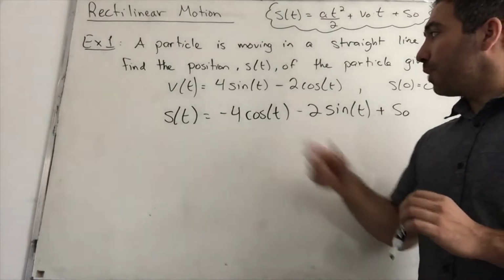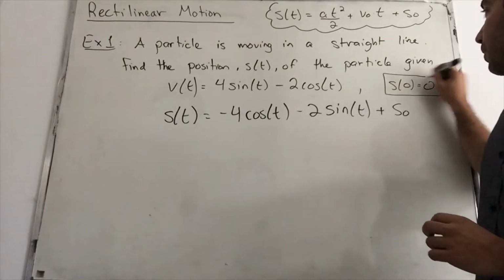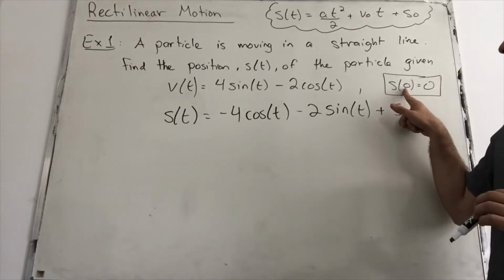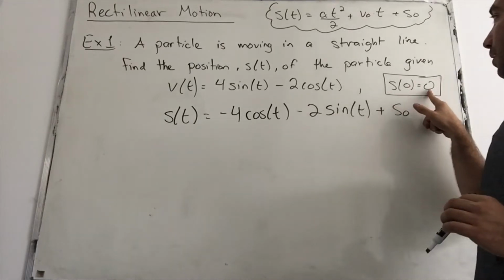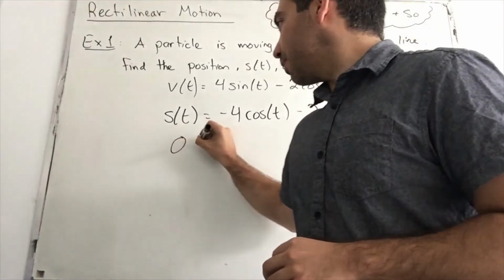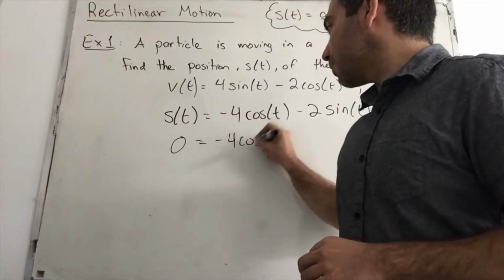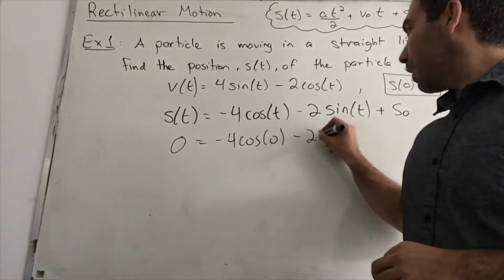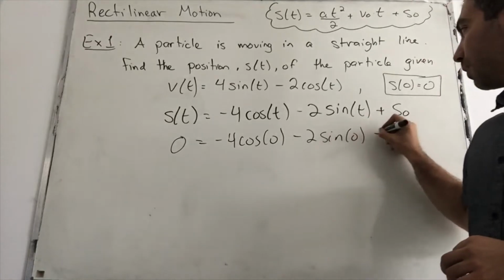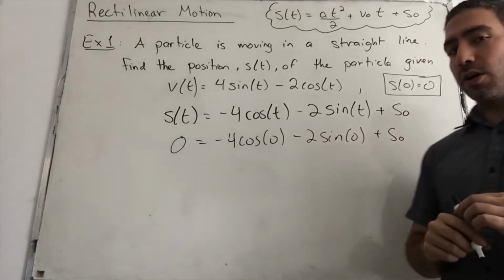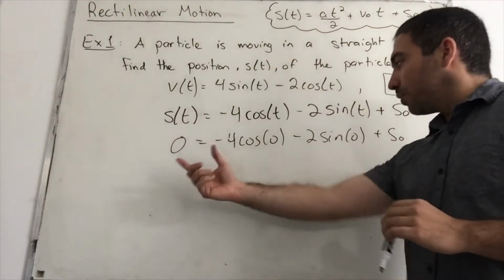So now we could apply our initial condition, S of 0 equals 0. So this is telling us that when t is 0, our S of t is 0. So we get 0 equals negative 4 times cos of 0 minus 2 times sine of 0 plus S of 0, our constant. So what we have to do is solve this.